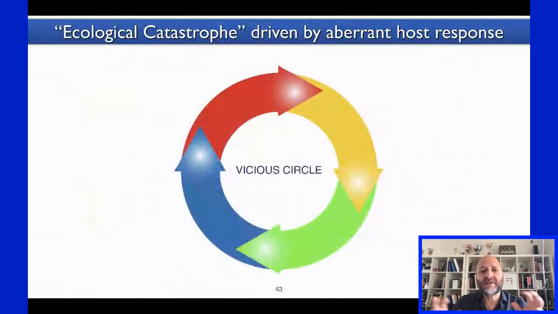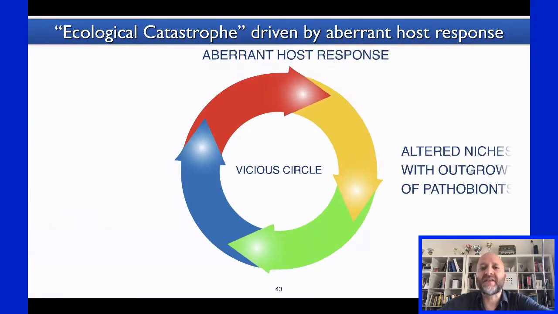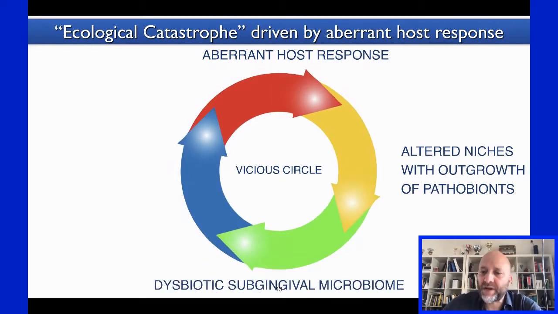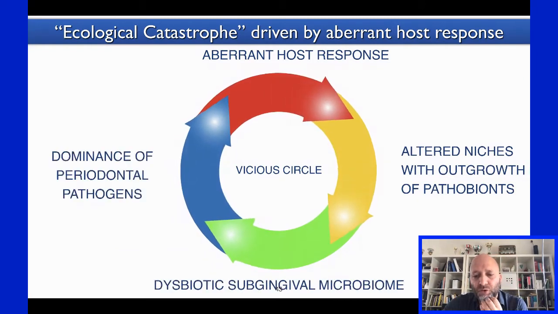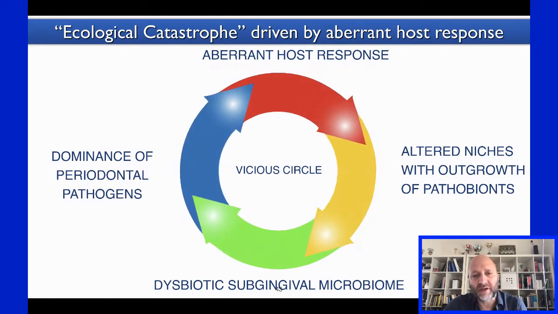And when this happens, everything happens, we have an ecological catastrophe. And in the Italian language, we say a dog biting its tail, because everything starts with an altered host response. We can have an overgrowth of pathobionts. We have a dysbiotic subgingival microbiome, and at the end, we have a dominance of periodontal pathogens.